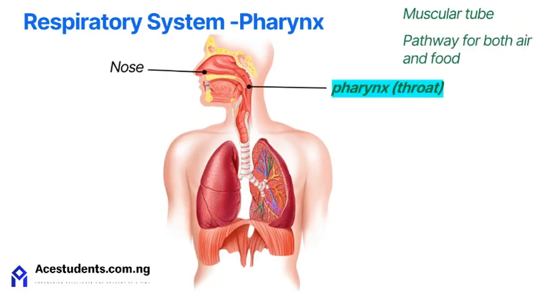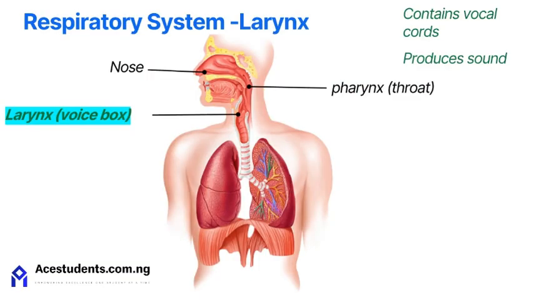Next, the air moves into the pharynx. This is a muscular tube that serves as a pathway for both air and food. From the pharynx, air passes into the larynx. The larynx contains the vocal cords and is responsible for sound production when we speak.